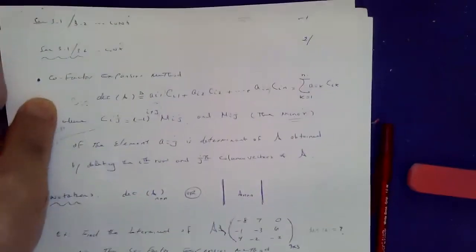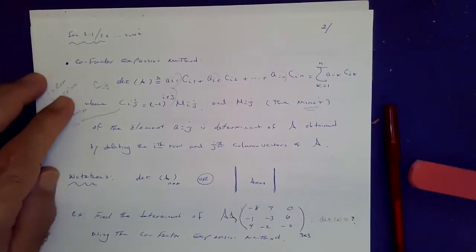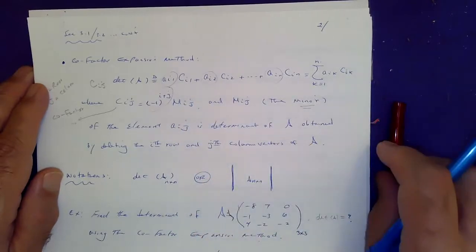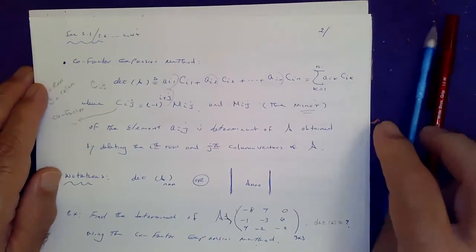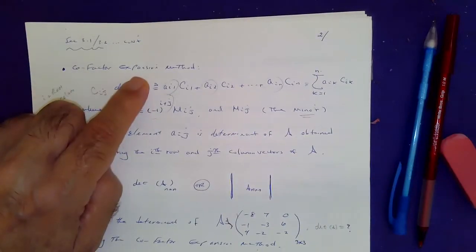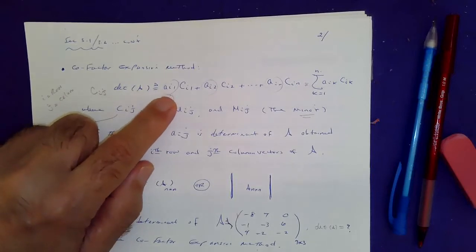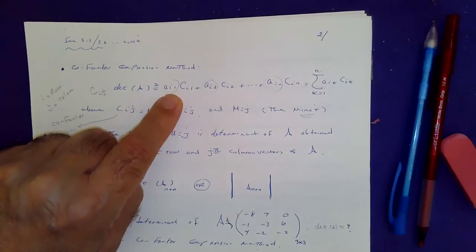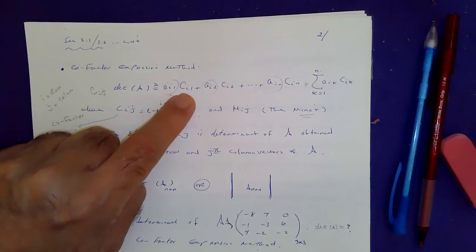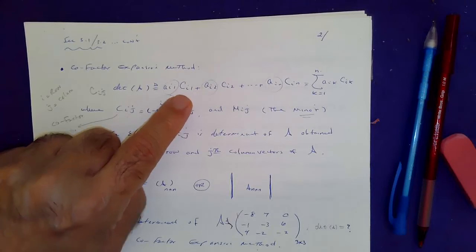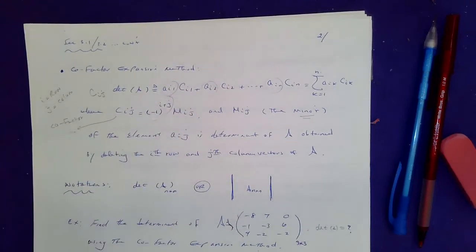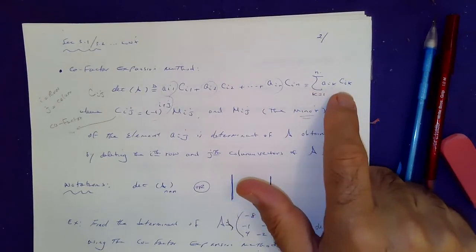So cofactor expansion goes as follows. What we do to find the determinant of a square matrix is first select a row or a column of our own choosing. In other words, select your favorite row or column and do the expansion about it. Once you choose your favorite row or column, you multiply each element in that row or column by its cofactor. Cij stands for cofactor. So Ci1 is the cofactor of the element in the ith row, first column. And then we add those results up.